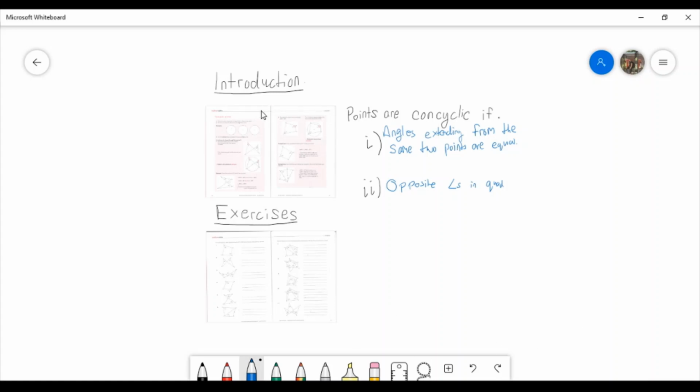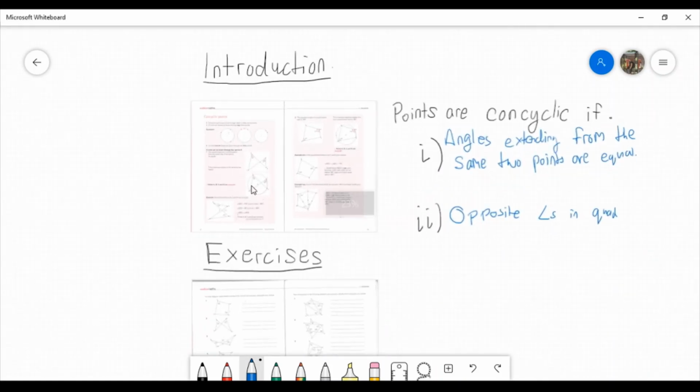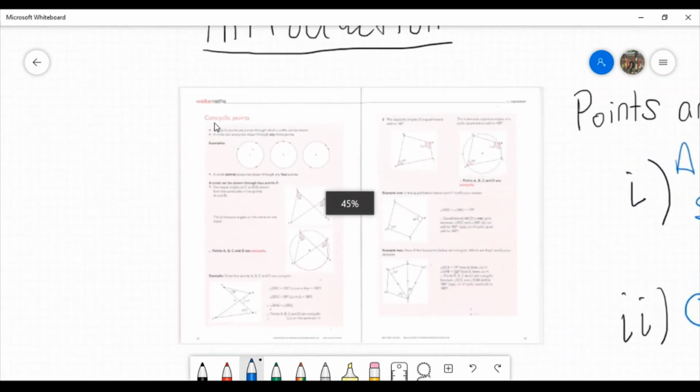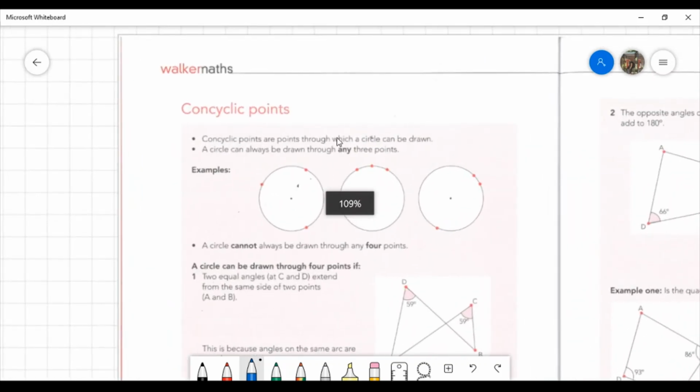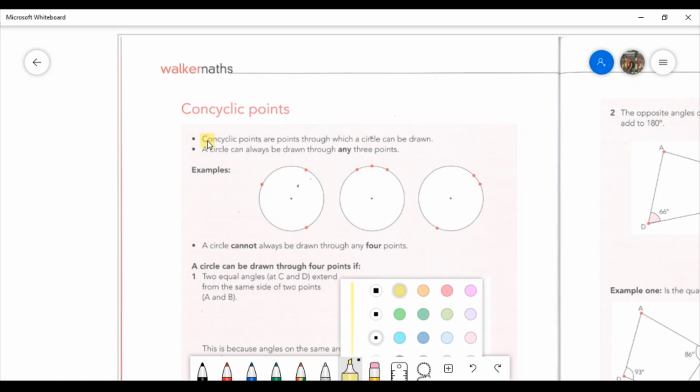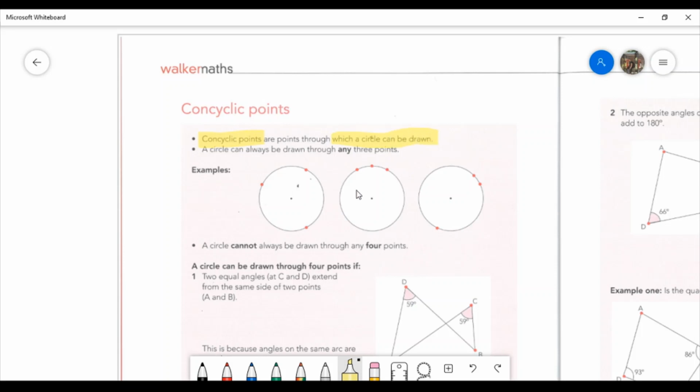Hey team, we're going to be talking about concyclic points today. So what's a concyclic point? So this is straight from your book. Concyclic points are points through which a circle can be drawn. A circle, this is a really fun fact by the way, can always be drawn through any 3 points. So here's any 3 points, and notice you can always draw a circle.